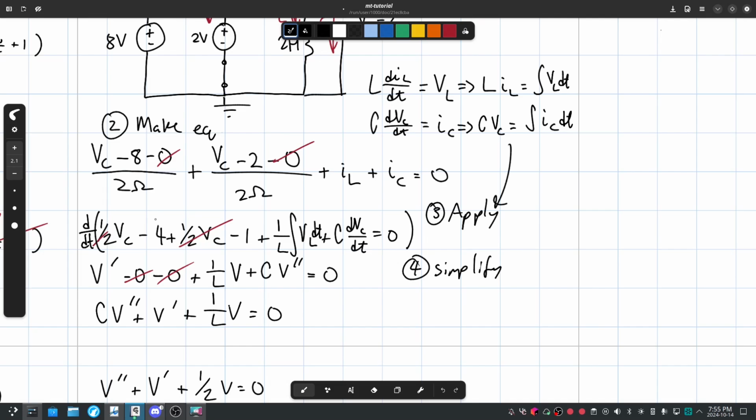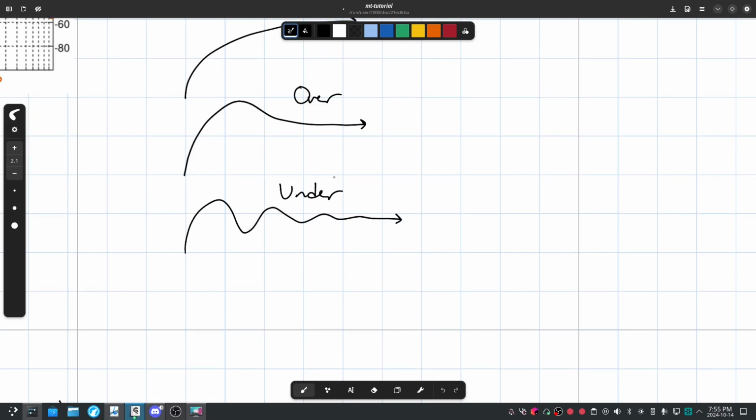Will they make us draw the graphs? I do not think so. I don't think so. I doubt it.